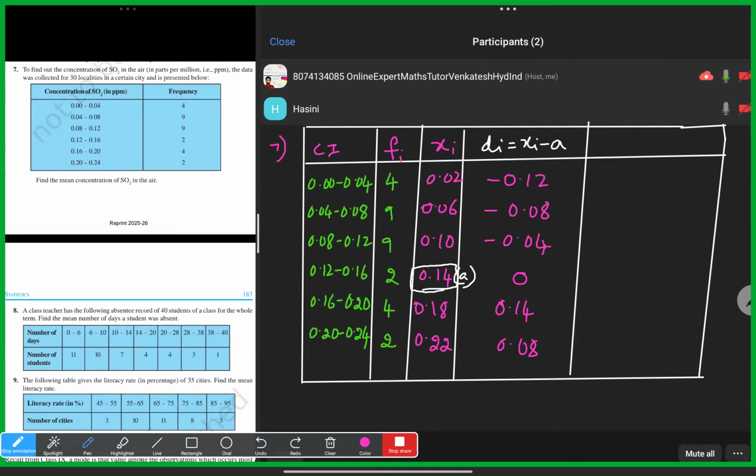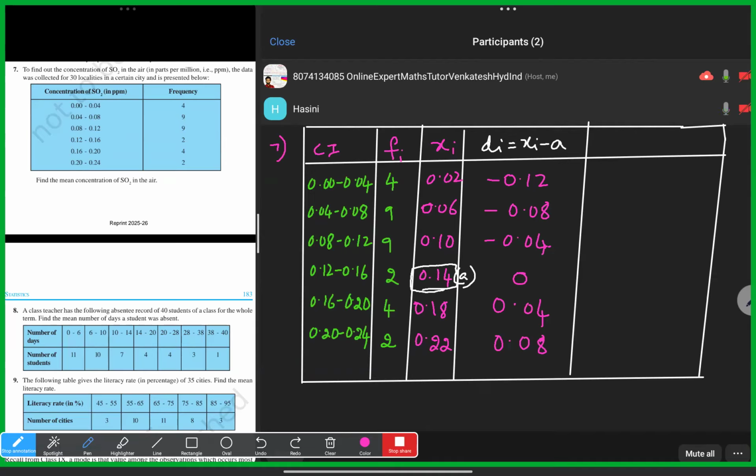Actually, I made a mistake here. 0.18 minus 0.14 is 0.04. Then 0.22 minus 0.14 is 0.08.